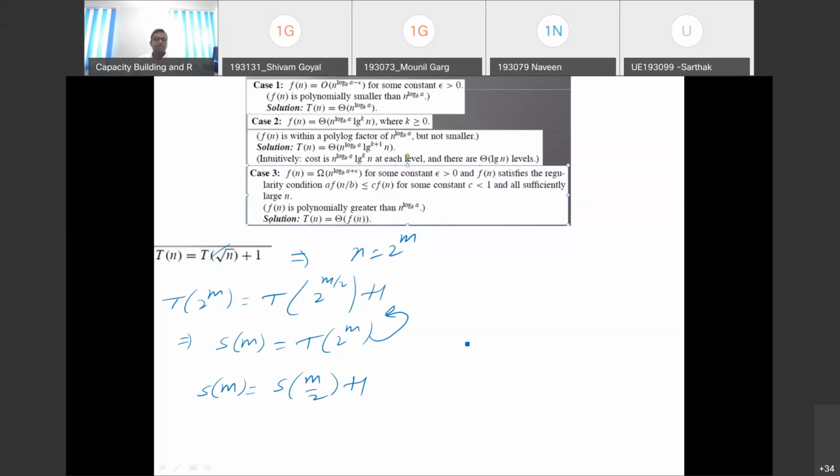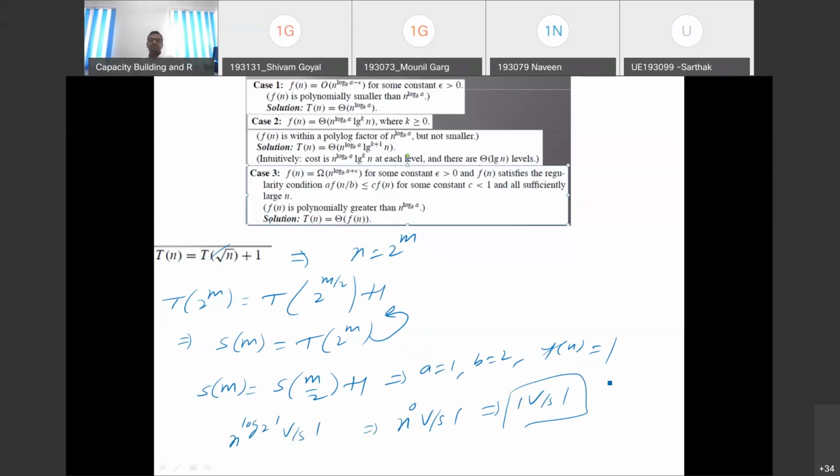Fine. So this can be solved by assuming a is equal to 1, b is equal to 2, and f of n is equal to 1. We need to compare n raised to the power log of 1 base 2 versus 1. This implies we need to compare n raised to the power 0 versus 1. This implies we need to compare 1 versus 1. So is case 1 applicable or not? No. Case 3 applicable or not? No. Case 1 is not applicable, and case 3 is also not applicable.